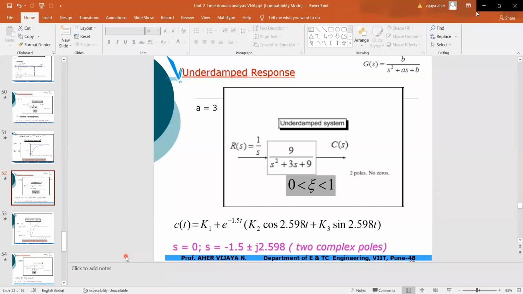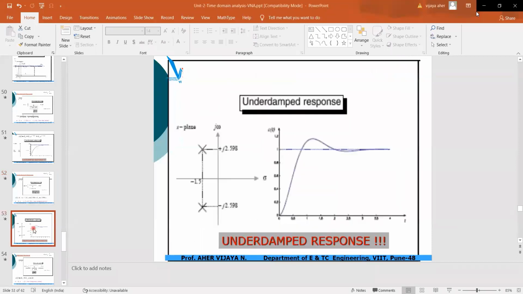Now how to locate these 2 complex poles? How to locate? In S-plane. Understood up to this point? Students? Yes, ma'am. Okay, beta. Now, plotting the poles on S-plane.